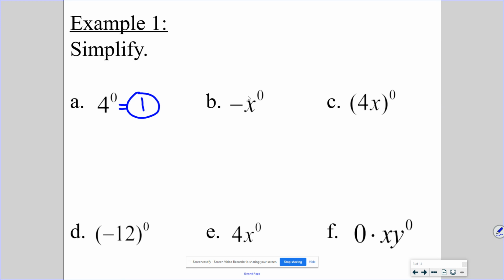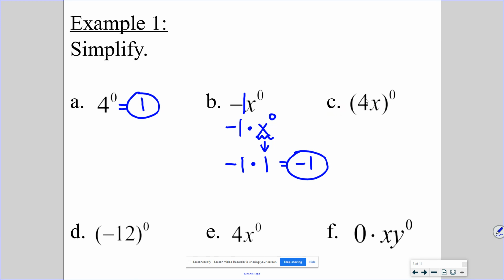Something like b, however, with this addition of the negative in the front, this negative is technically serving as a coefficient of -1. So when you read this, what you need to read it as is -1 times x to the 0 power. And then to solve, you can do x to the 0 power first and say, okay, well, we just learned that that's equal to 1, and then multiply by your coefficient, and so you're getting an answer of -1 for that example.